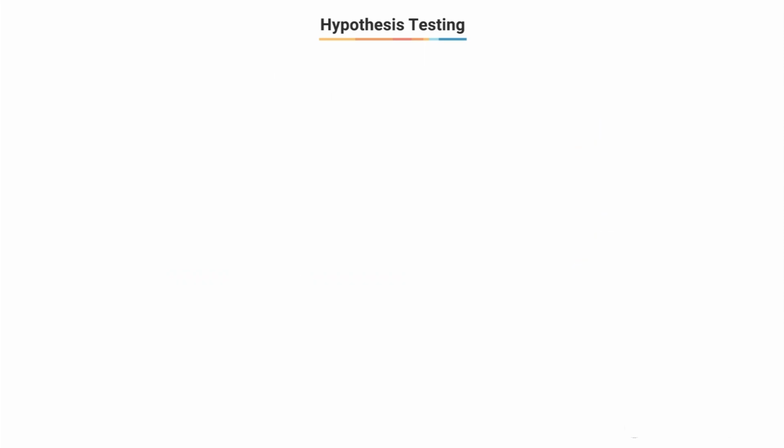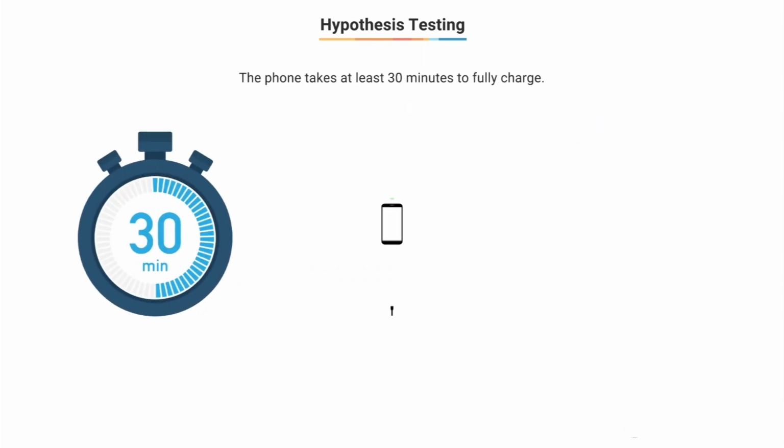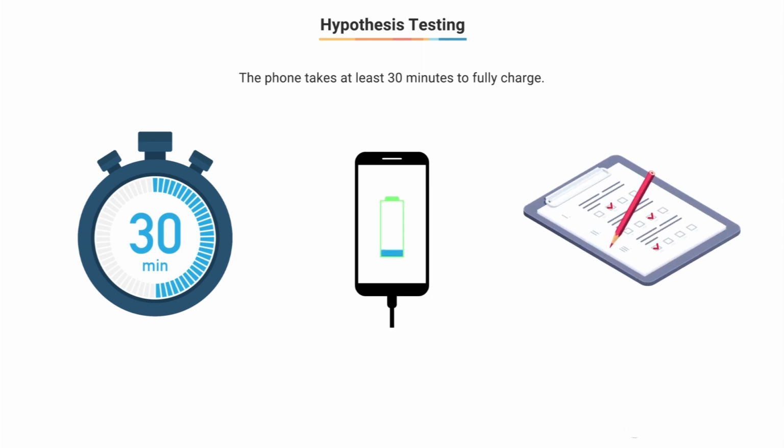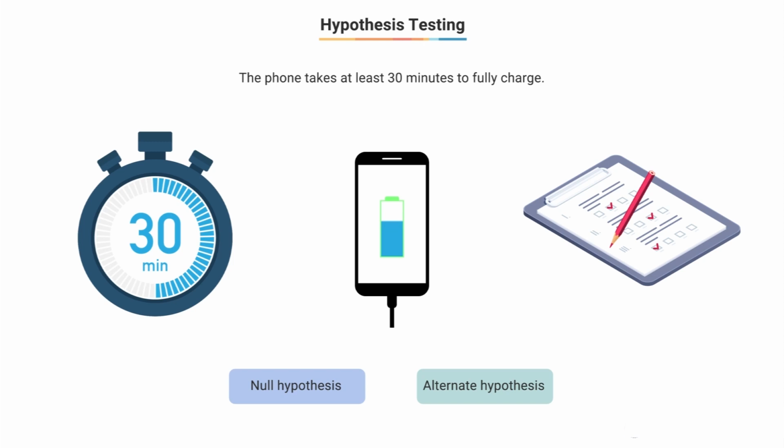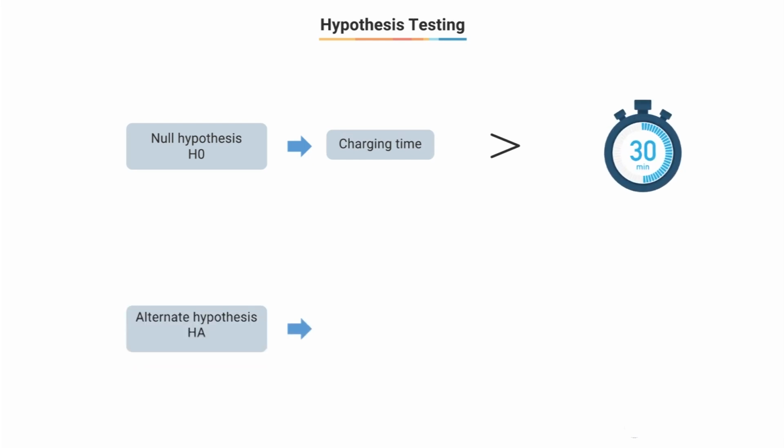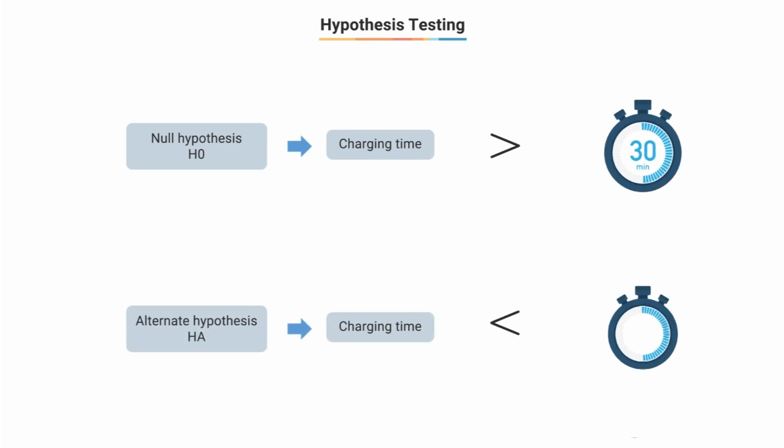Similarly, if someone claimed that the phone takes at least 30 minutes to fully charge and you want to conduct a test to challenge this claim, then this is how you should frame your null and alternate hypothesis, meaning that it takes more than 30 minutes. Hence, the null hypothesis H0 becomes charging time is greater than or equal to 30 minutes and the alternate hypothesis becomes charging time is less than 30 minutes.